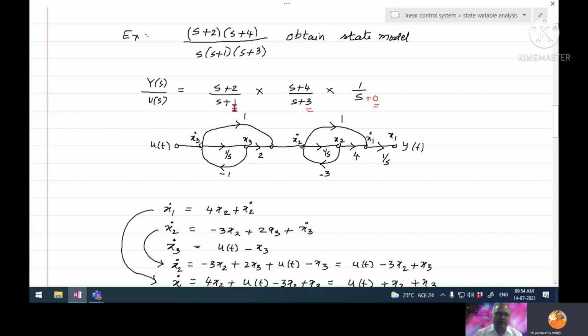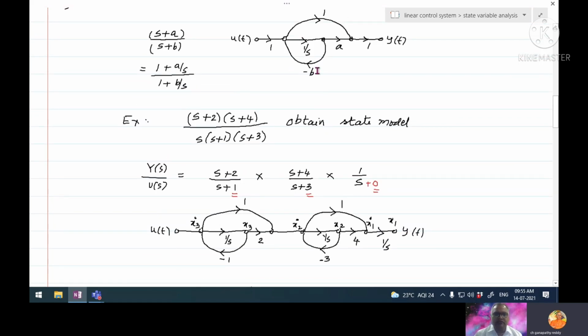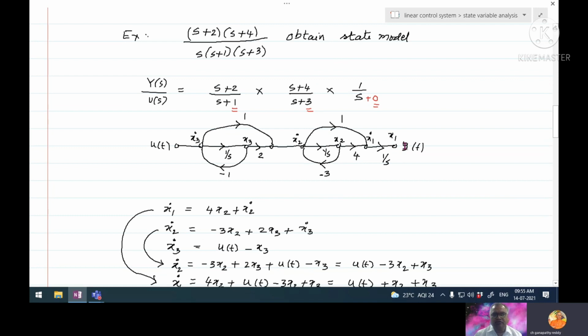So here 2 is here, minus 1 here. 4 is here, minus 3 here. Here the denominator is 0, so the loop is 0. So that is not there. The numerator also has nothing. This forward path will not be there. That's why only 1/s. So x1, here x1 dot, x2 dot, x3 dot, because it is a third order polynomial. This structure, if you remember, is the same thing: copy paste and write these coefficients carefully.